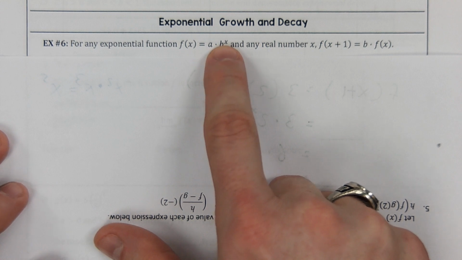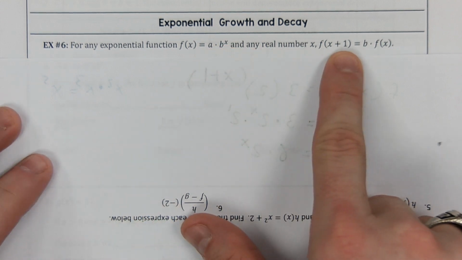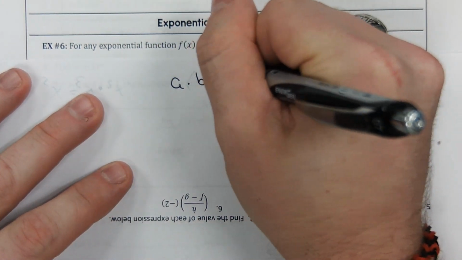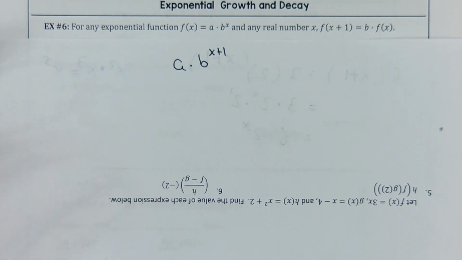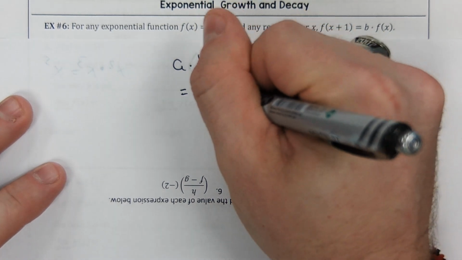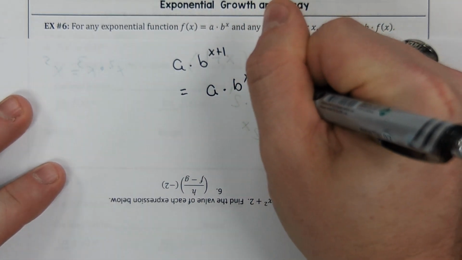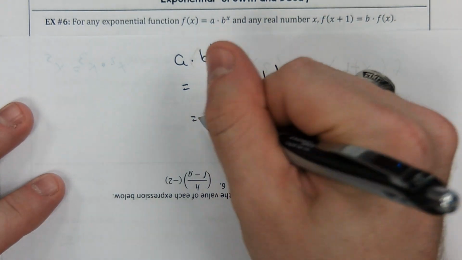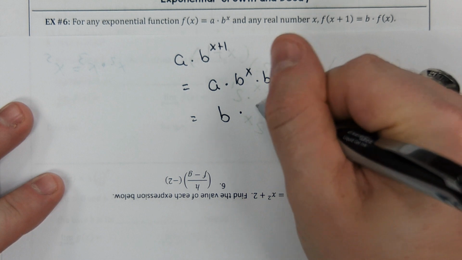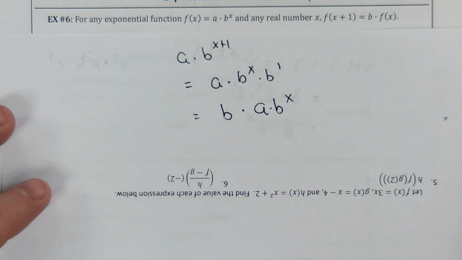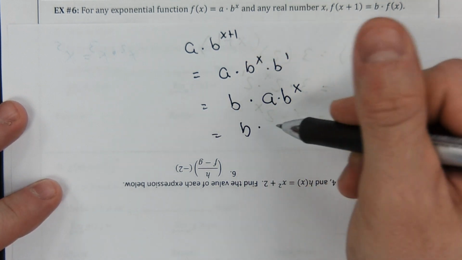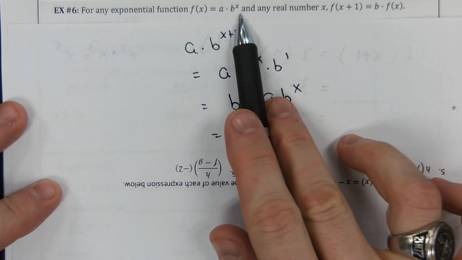if you change your x to x plus 1, remembering that multiplying two numbers of the same base makes us add our exponents, this could be written like this. But b to the 1 is just b, correct? And order of multiplication does not matter. Which you can see here is b times what the original f of x was.